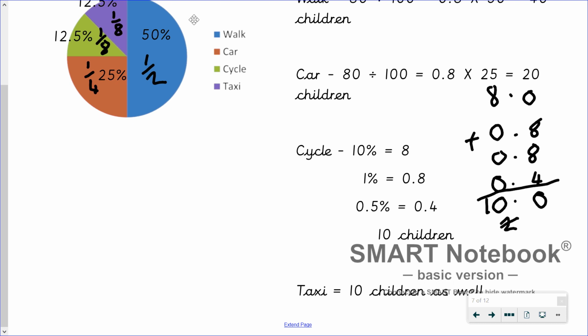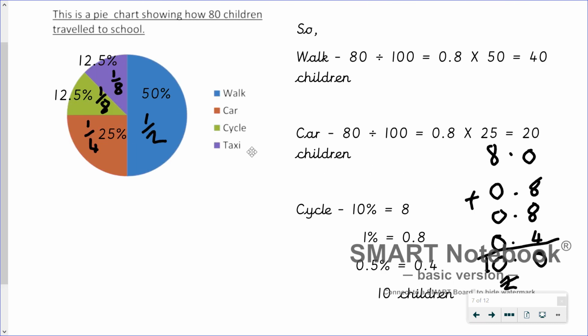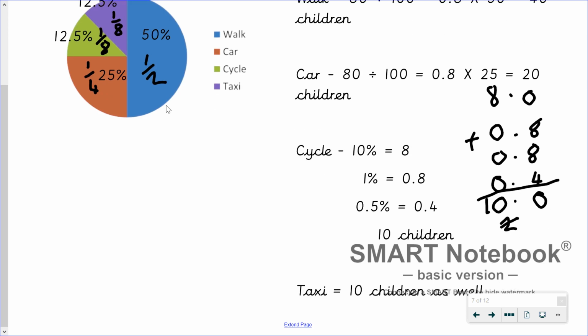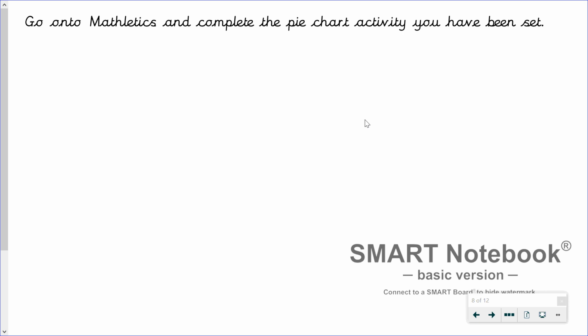You could have divided through by 100 and then times it by 12.5, but multiplying by a decimal gets a bit messy. What I'd like you to do, none of them will be as tricky as that one we've just done. I would like you to go onto Mathletics and complete the pie charts activity you've been set, and then come back and we'll show you how you can use pie charts in a bit of problem solving. Give it a pause and off you go.